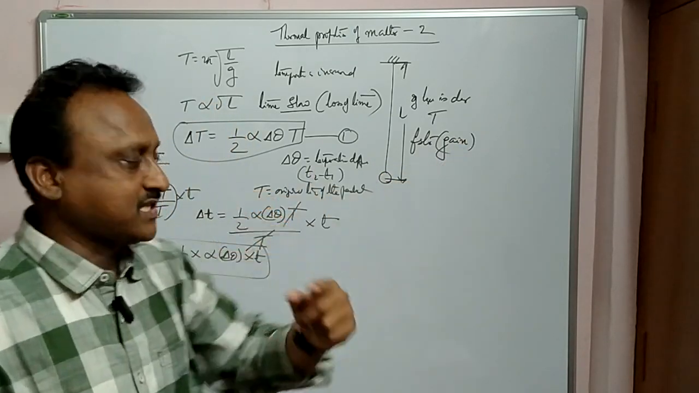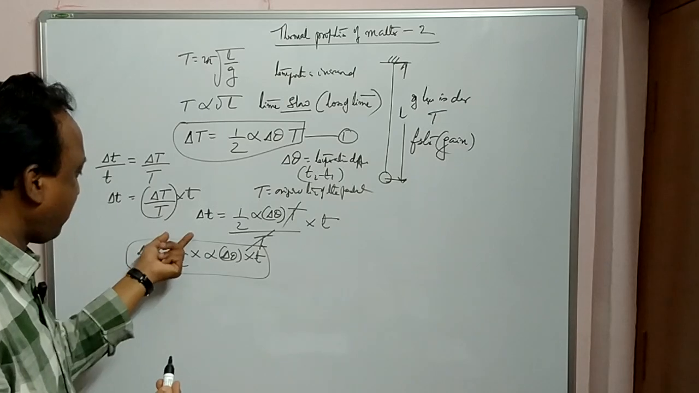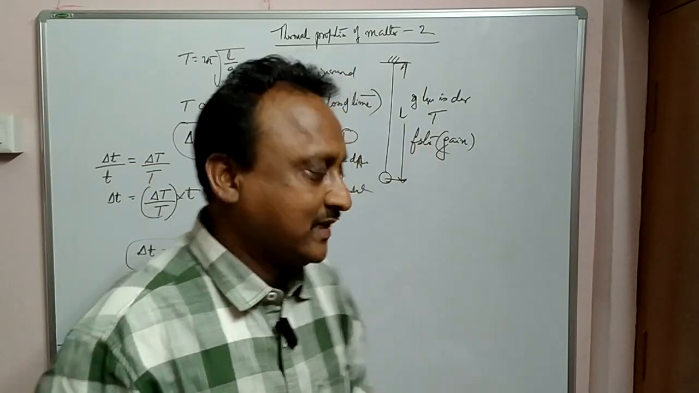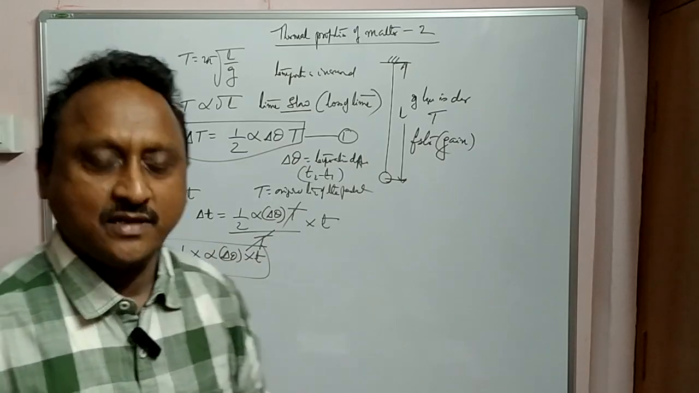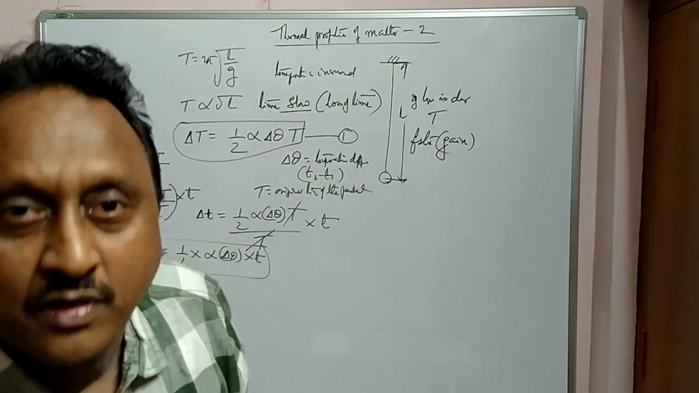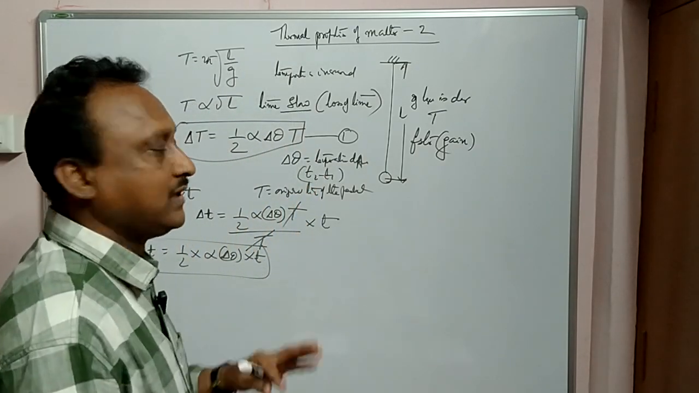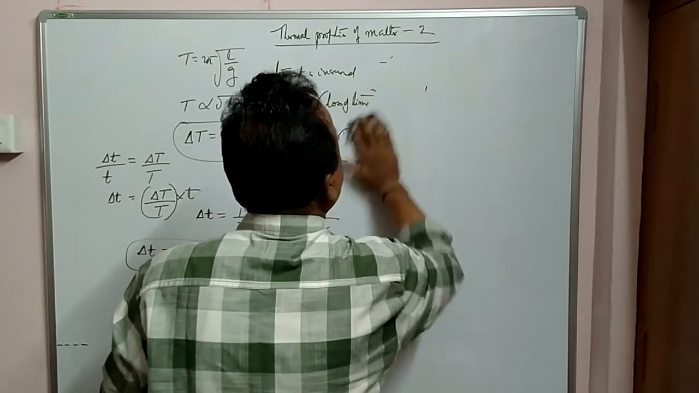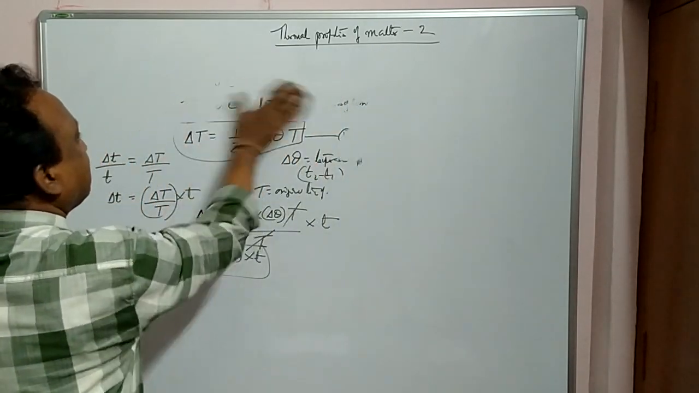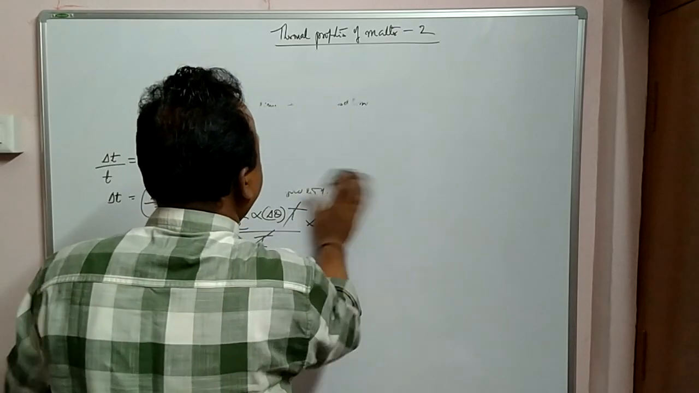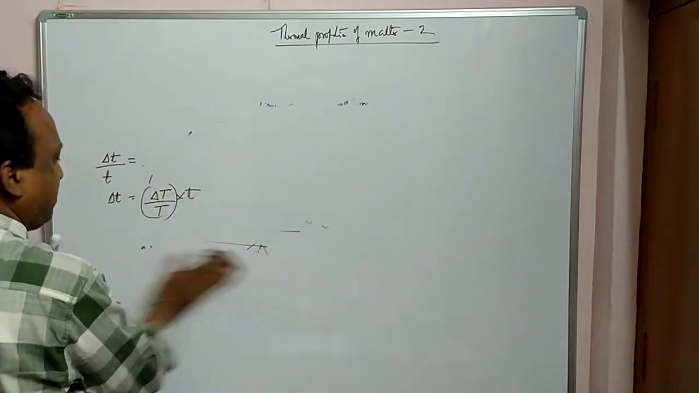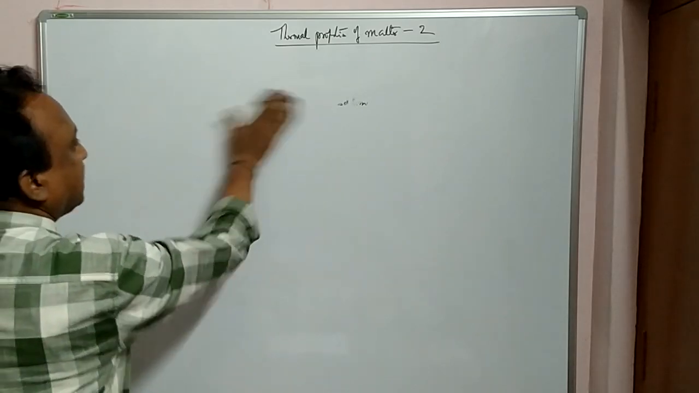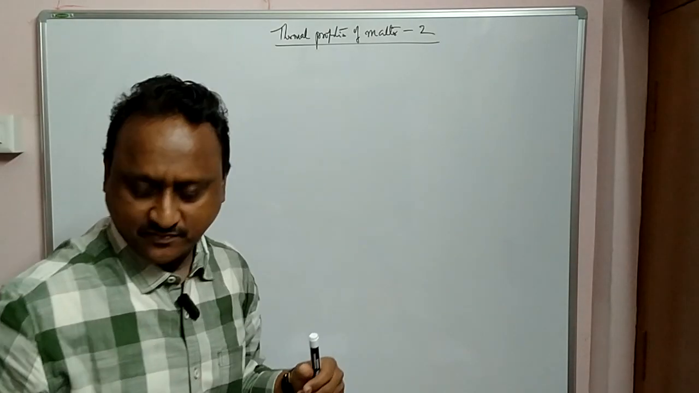So in both cases the formula is delta T is equal to half into alpha into delta theta into t. This is the formula you will be using for solving such problems for the pendulum. Clear? Right. In this case, loss and gain of time regarding the pendulum is over. Now let us go to the next one.